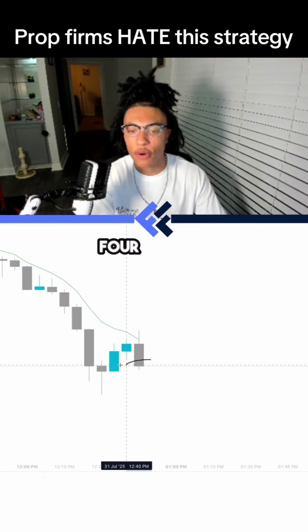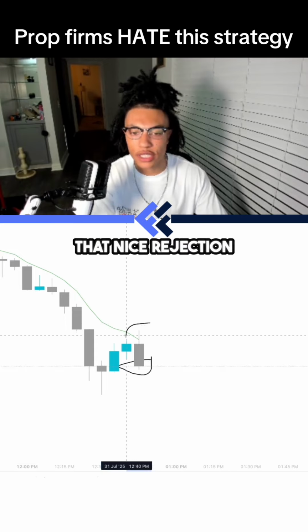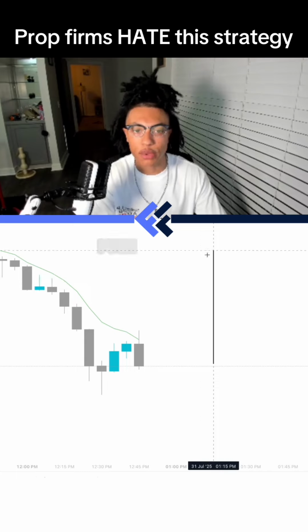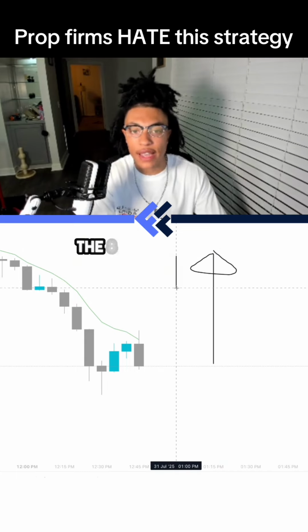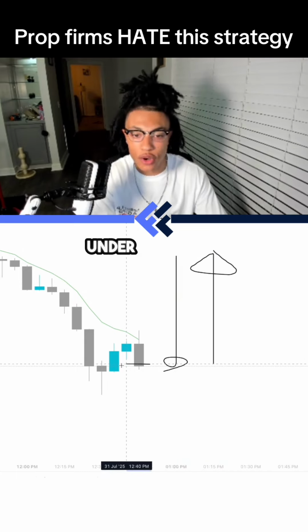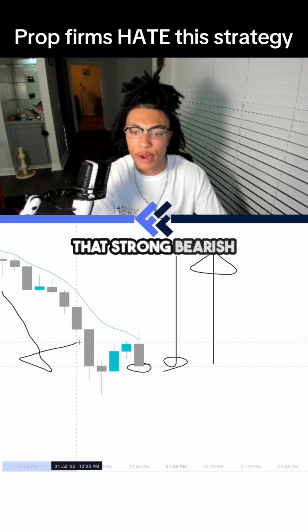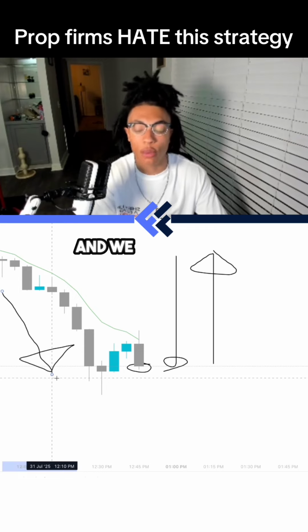And once we see that close under the 8 EMA, we're finally going to be able to get into a trade. And as we can see, 4 candles later, we finally got that nice rejection candle off this 8 EMA. Price tried to push over the 8 EMA, but it respected the 8 EMA and came back down to close under right here, which signals that strong bearish trend continuing to the downside, and we can finally get into a trade.